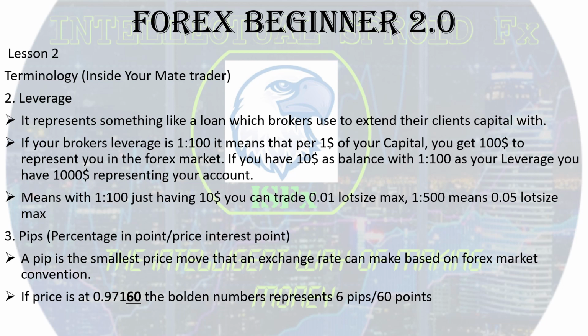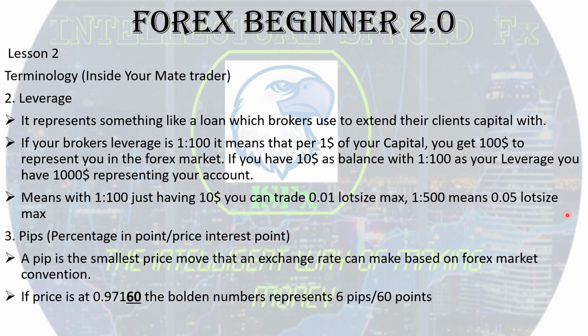So essentially this number here is the one that represents your pip, and these whole numbers here represent your points. At this price, you have 9,716 pips, not 97 pips. You have 97,160 points, but you have 9,716 pips.